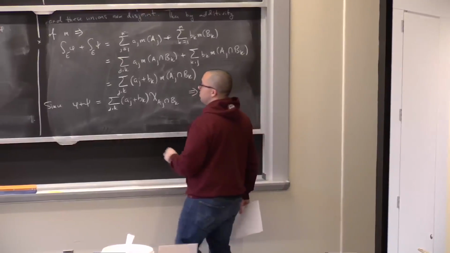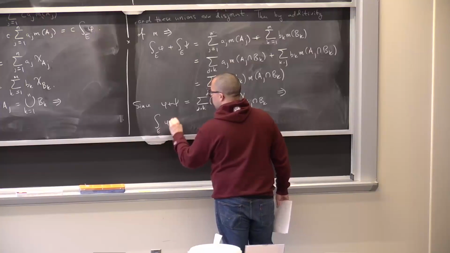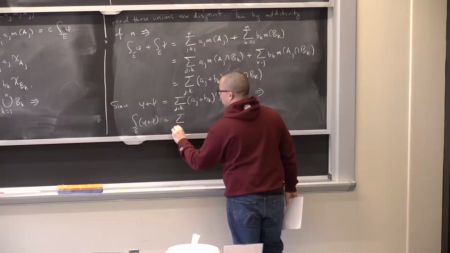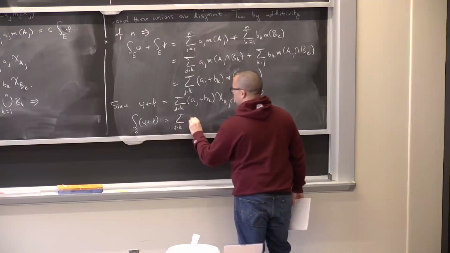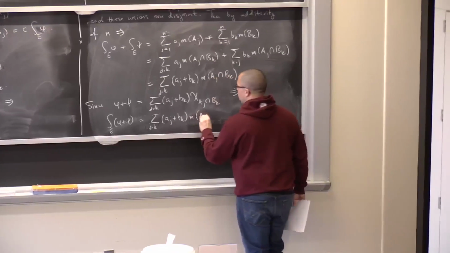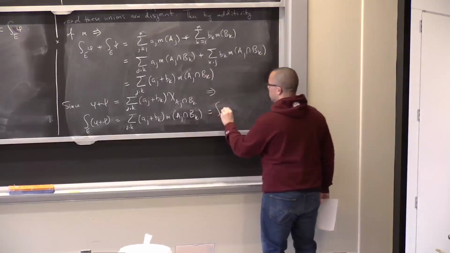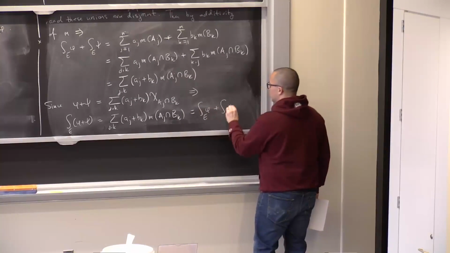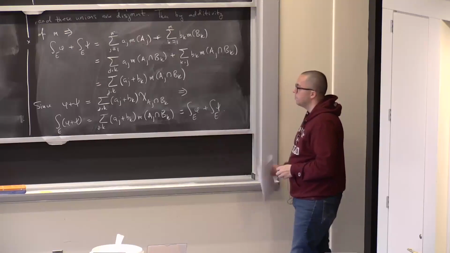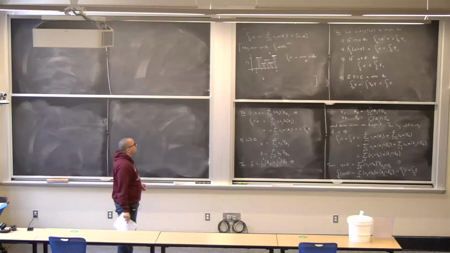This implies that the integral over E of phi plus psi is equal to the sum of (aj plus bk) times the measure of Aj intersect Bk, which, as we just saw, is equal to the sum of the integrals. Okay? Okay, so that was 2.